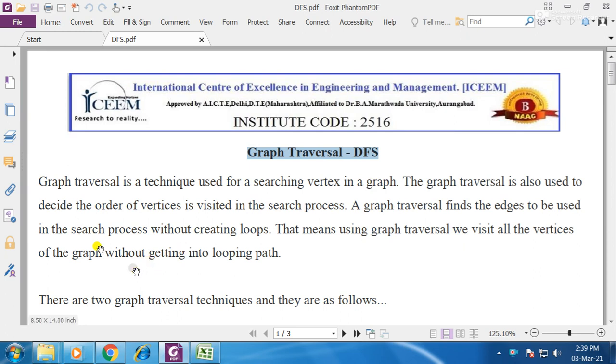In the last video, we saw graph traversal techniques. In that video, we have discussed one technique, and in this video we are going to discuss the second technique. We have seen that there are two techniques, एक है BFS and another one is DFS. Both techniques are graph traversal techniques, and we have also discussed that graph traversal is nothing but visiting the vertices of the graph.